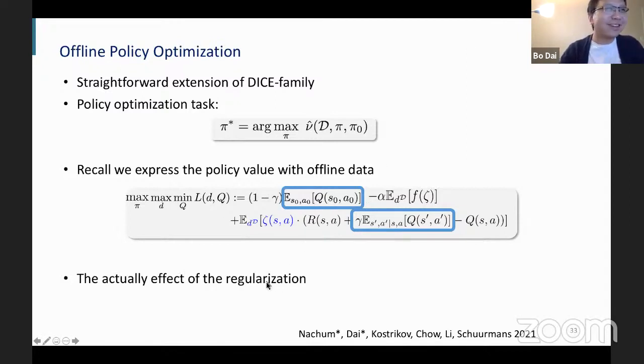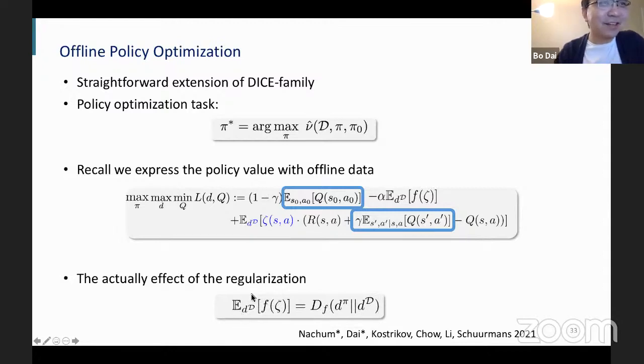Ignore these two boxes. Actually, this regularizer is equivalent to an f-divergence between your stationary distribution and the data you collected. This is not too difficult to derive because this is a ratio. Let's see, if this is negative log, and if this is the ratio, you plug the ratio d pi over d D here, and it is the negative expectation with respect to d D of log d pi over d D. So obviously, it is the KL divergence. The effect of this regularizer is indeed trying to restrict your stationary distribution from going far away from your data distribution.